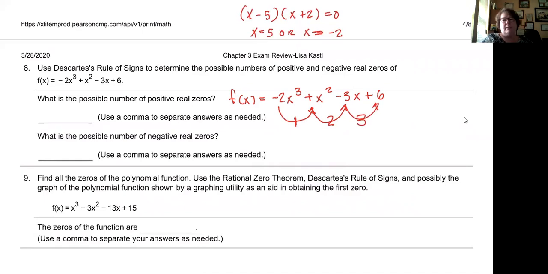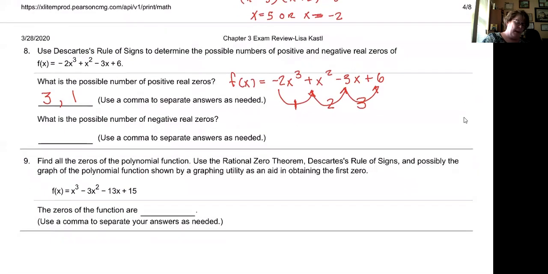So Descartes' rule of signs says that I could have 3 positive real zeros, or I could have that number less 2. 3 minus 2 is 1. So this function either has all 3 of its zeros positive, or one of its zeros is a positive number. Now we look at f of -x.